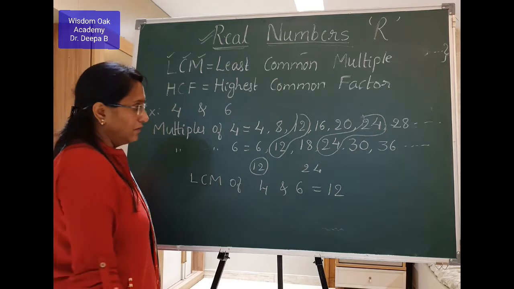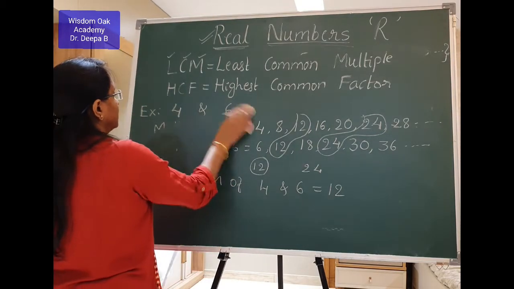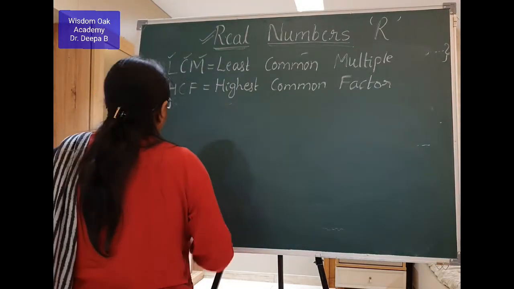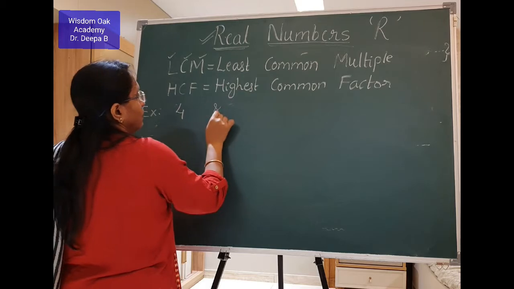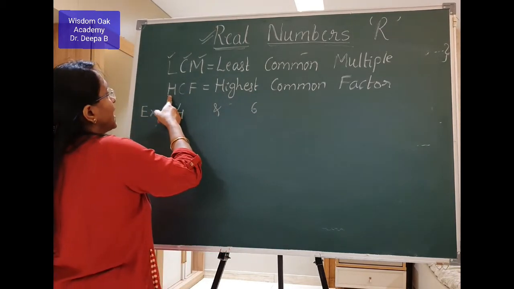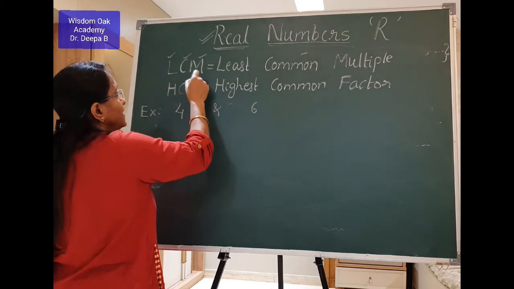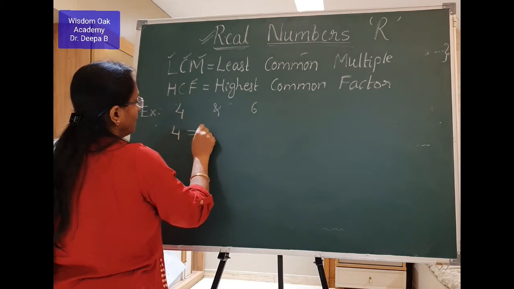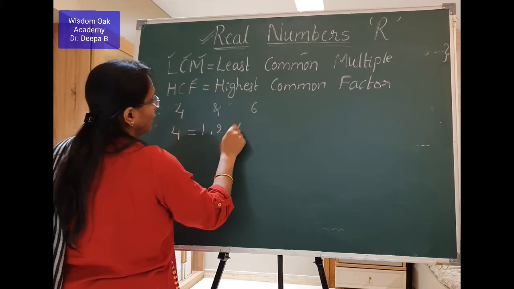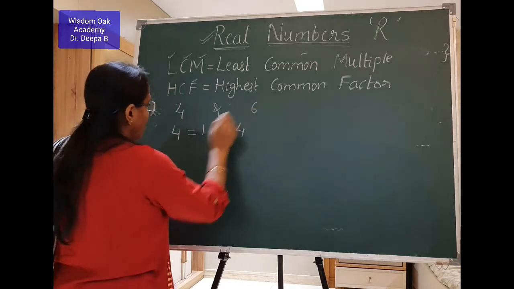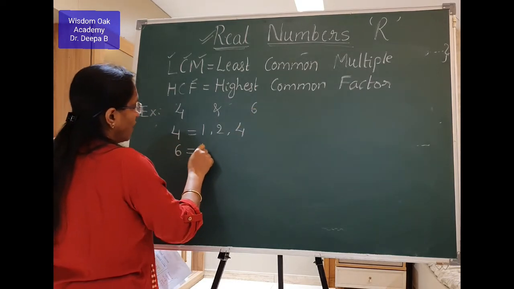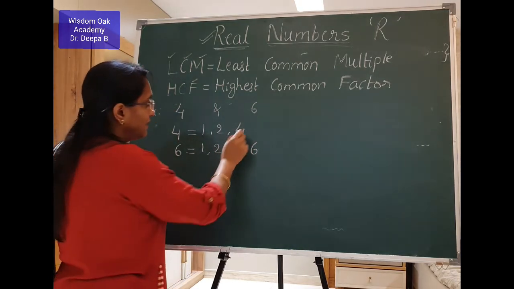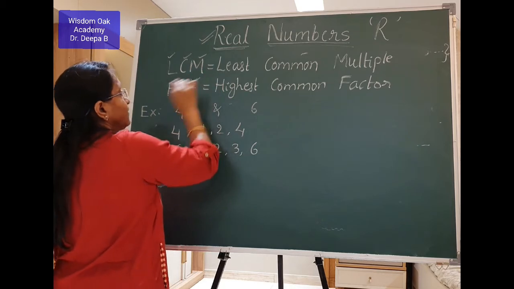Next, what is HCF? Let us find the HCF of 4 and 6. HCF means highest common factor. We'll start with factors. What are the factors of 4? 1, 2, 4. What are the factors of 6? 1, 2, 3 and 6. These are the factors of 6.